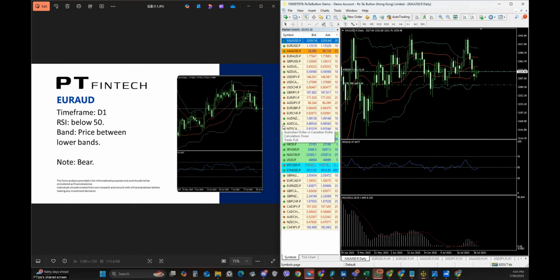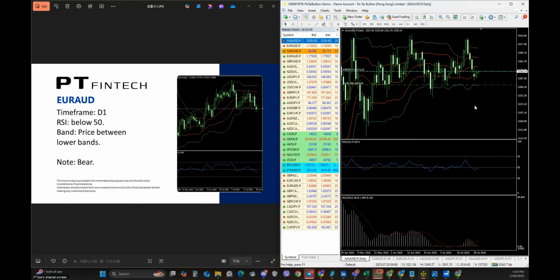Before we get started, let's recap the indicators used in these PTips analyses. The first is the RSI, and then two Bollinger bands: one is a 2.0 deviation, the other a 1.0 deviation. Recently, I've added another indicator, the MACD, to help me identify the trend.